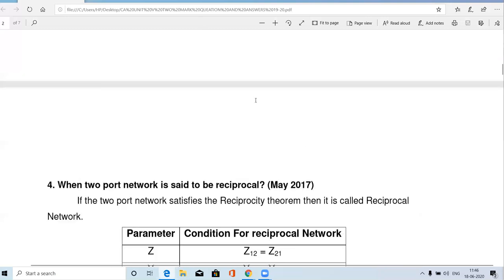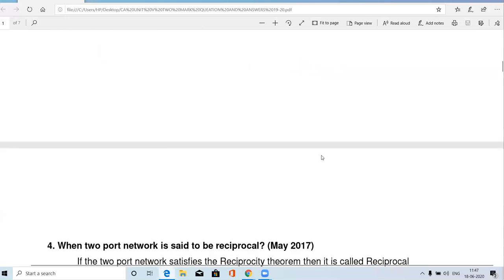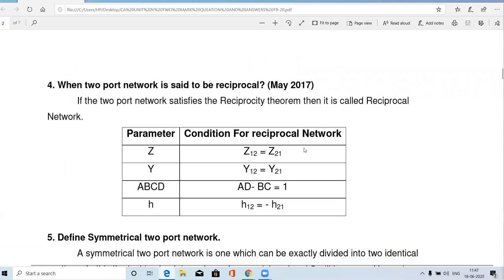If you apply a voltage on one side of this two-port network and measure the current in this branch, and the next time you interchange them, applying the voltage here and measuring the current here, and the currents in the first case and the second case are equal, then we call that network a reciprocal network. In terms of the Z parameters, we can say whether the given two-port network is reciprocal or not.